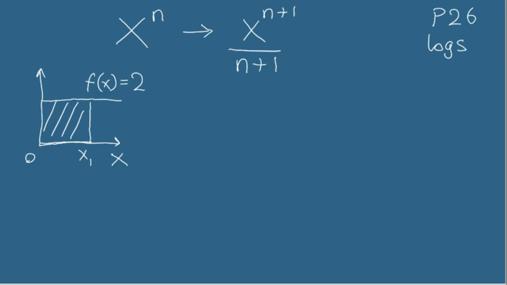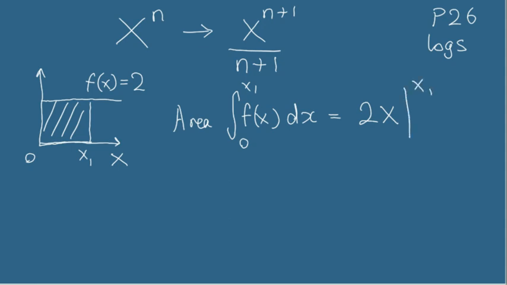So we could say that the area of f of x within the integral and the limits of x1 and 0, dx, could be equal to, so the function there is 2. So let's integrate the function. So 2 will go to 2x, and let's apply the limits. So between x1 and 0, the area there will be 2 by x1.